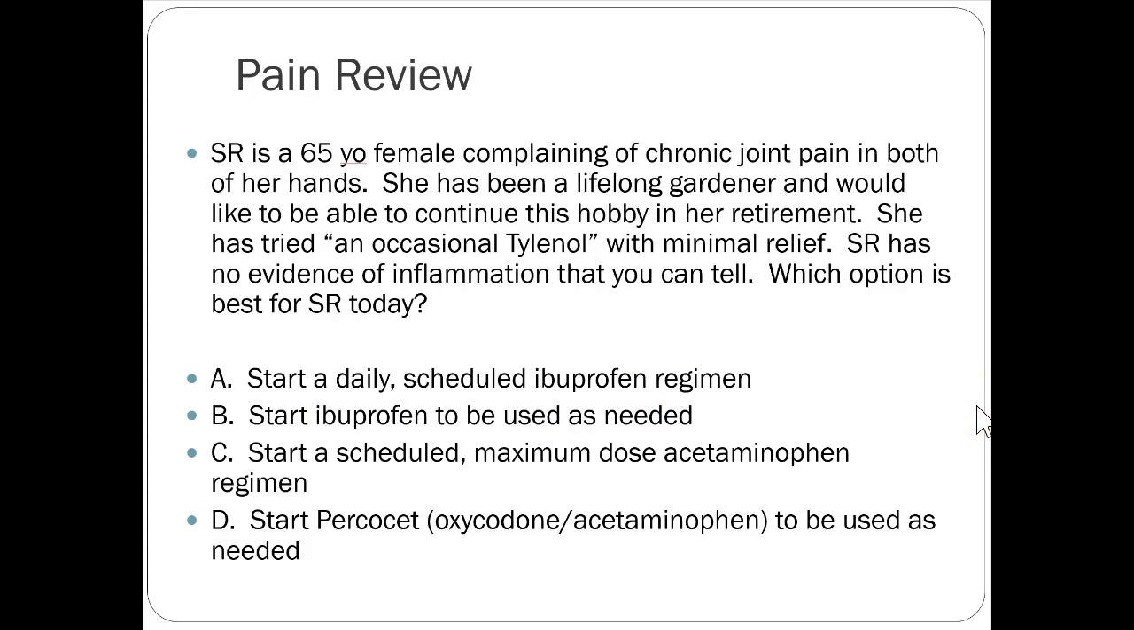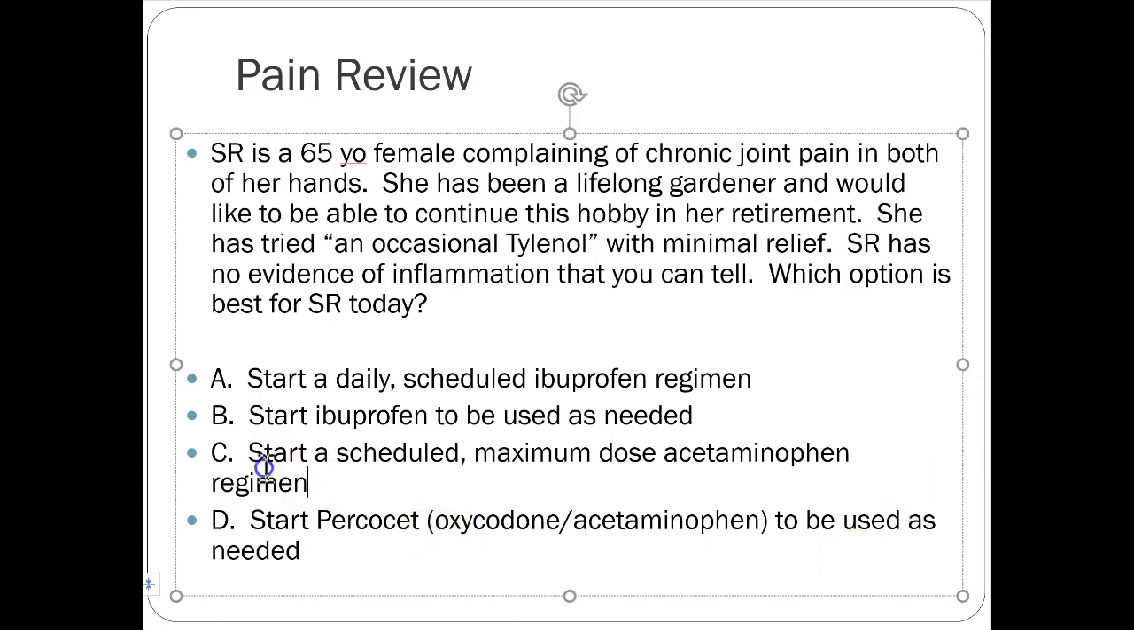All right, next we have SR, a 65-year-old female complaining of chronic joint pain in both of her hands. She's been a lifelong gardener and would like to be able to continue this hobby in her retirement. She has tried occasional Tylenol with minimal relief, and she has no evidence of inflammation that you can tell. Which option would be best for her today? All right, so hopefully, based on the lecture we just had, this is a no-brainer. The correct answer would be your scheduled acetaminophen.